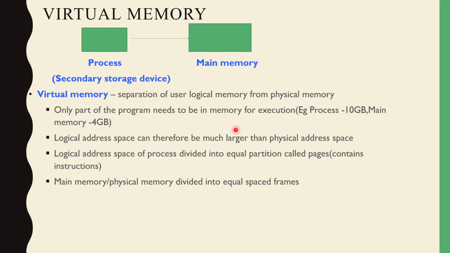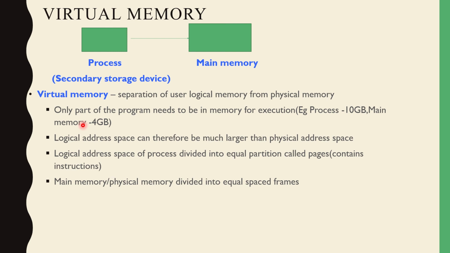So suppose your process has a size of 10 GB. Now you want to execute this 10 GB process, and the main memory of your system is only 4 GB. How are you going to execute it? In those cases, we use the concept of virtual memory. What do you mean by the term virtual? It is not real. It's an imaginary memory.